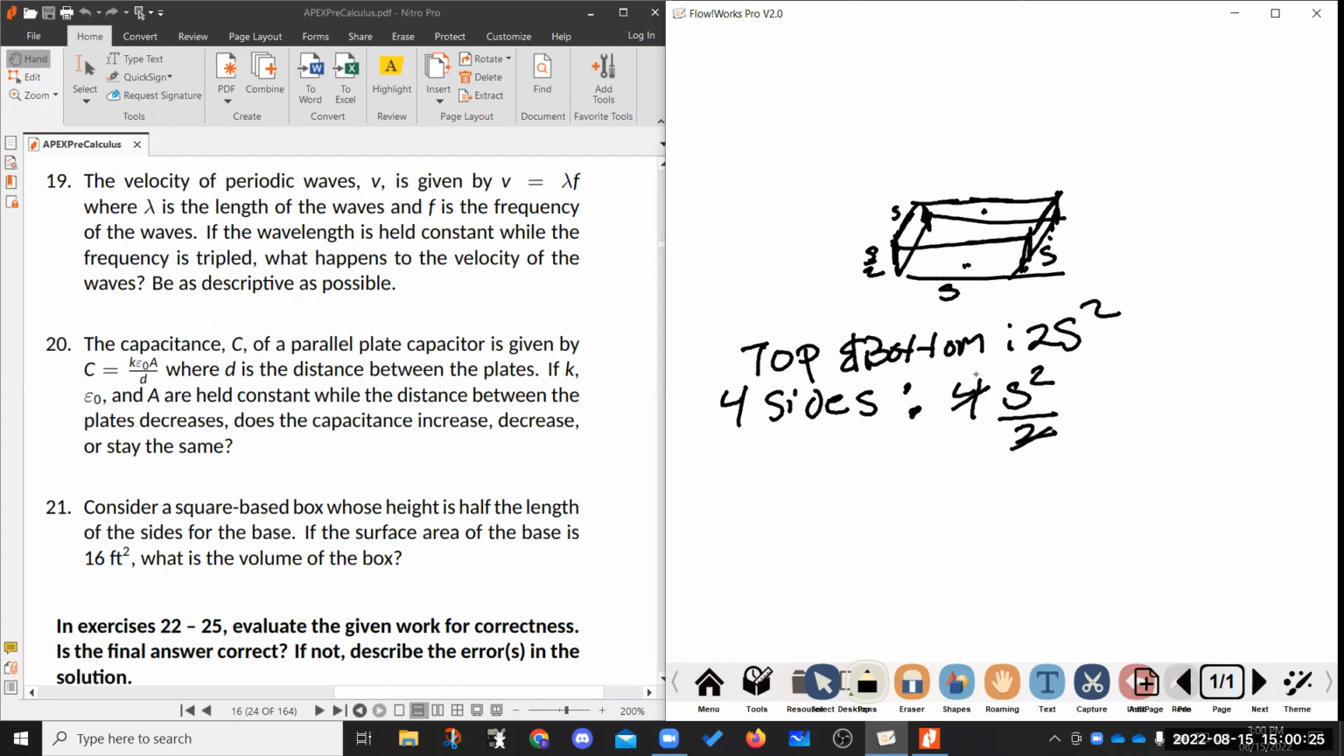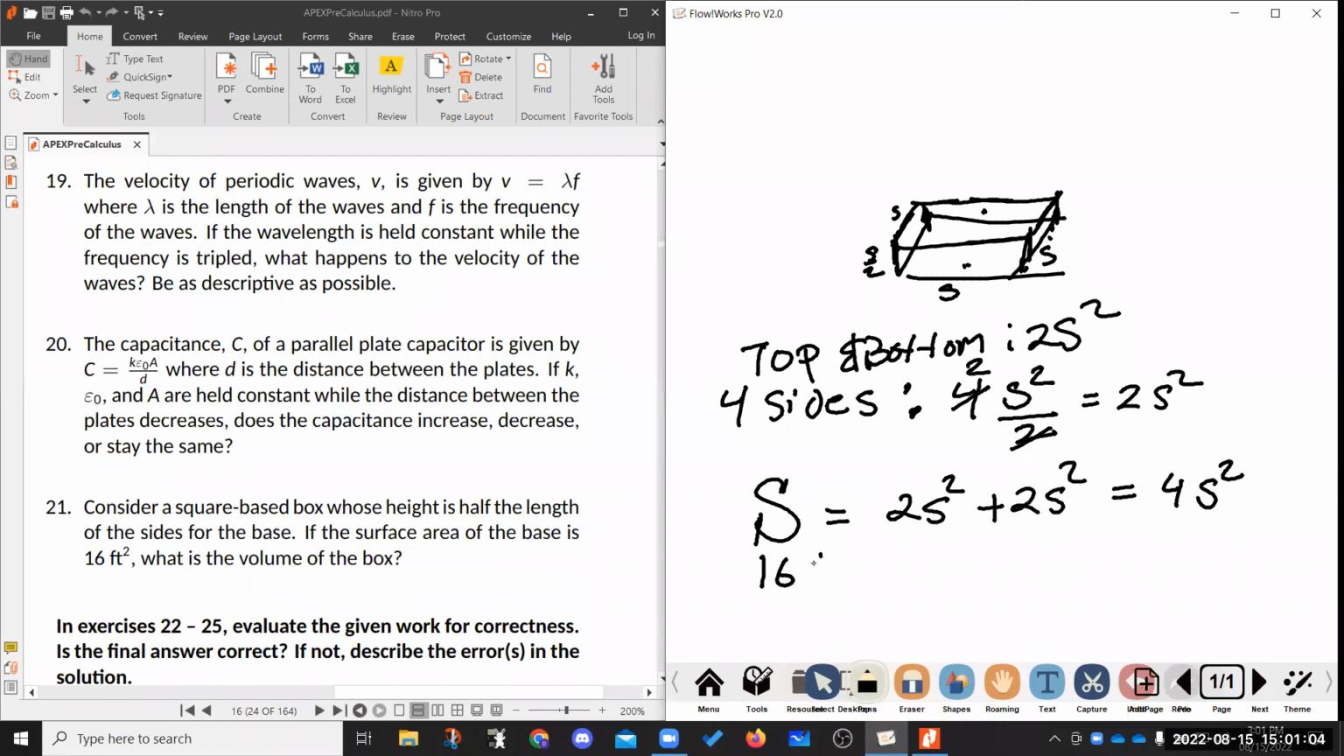So 2 is going to go into 4 2 times. It's also going to be 2S squared. So my surface area, I'm just going to call that capital S here. My surface area is equal to 2S squared plus another 2S squared. So that's my top and bottom. And that's my 4 sides, equal to 4S squared, where little s is the length of one of the sides. And it says that the surface area is 16 square feet.